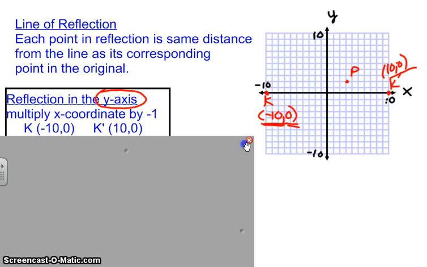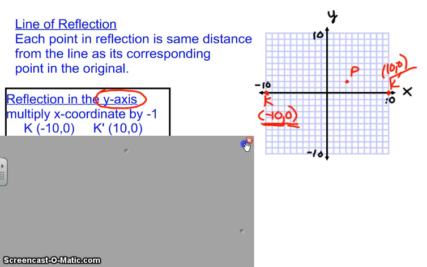Would it be all the x values equal something or all the y values equal something? All the y values. It's opposite what you think. So if you want to cross the y-axis, change the x value to the opposite. That's what we just saw here.